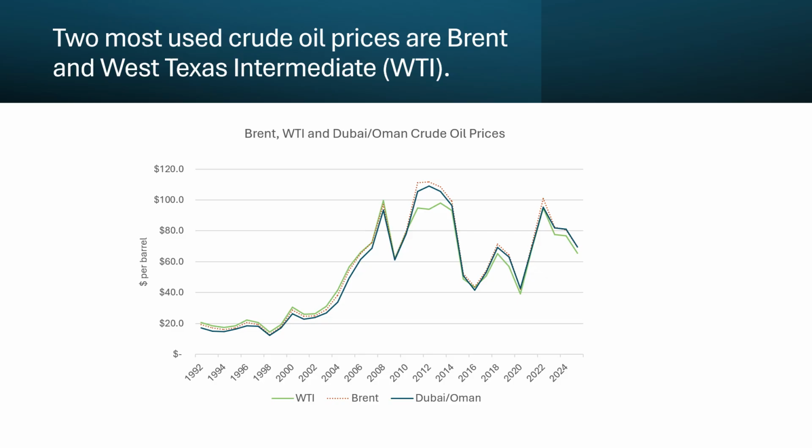WTI crude oil is produced in the United States and is a benchmark for Americas. The third benchmark price is Dubai Oman, which is used to price crude oil produced in the Middle East and exported to Asian markets. Recall that China is the largest crude oil importer in the world. Looking at all three price series for the period 1992 to 2025, we see that they exhibit the same trend over time.